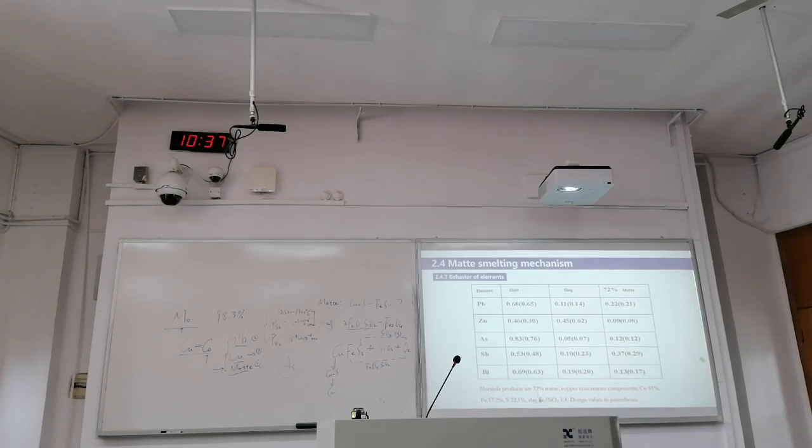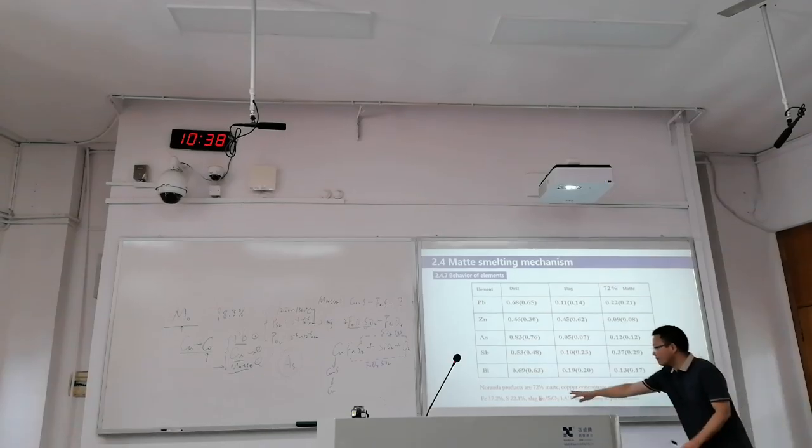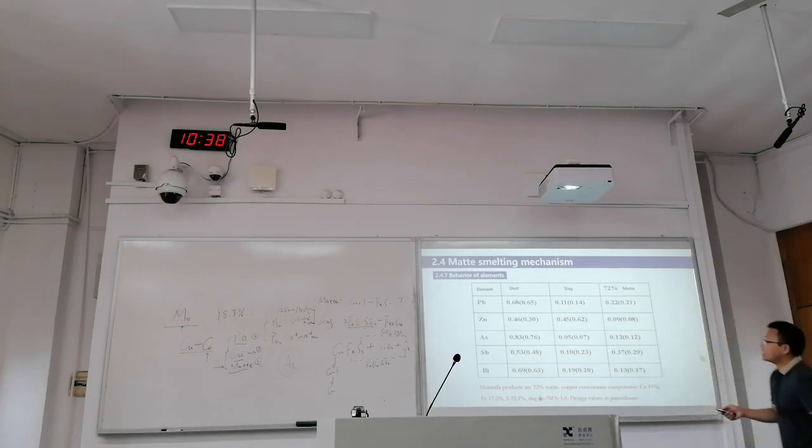So they are producing 72% grade matte. And let's check it. So this is 83% in the dust, in reality. So this is the design value, and this is the real value after practice of conversion. And only 5% will be in the slag, and 10% will be in the matte. So this is one data point. And we have more.